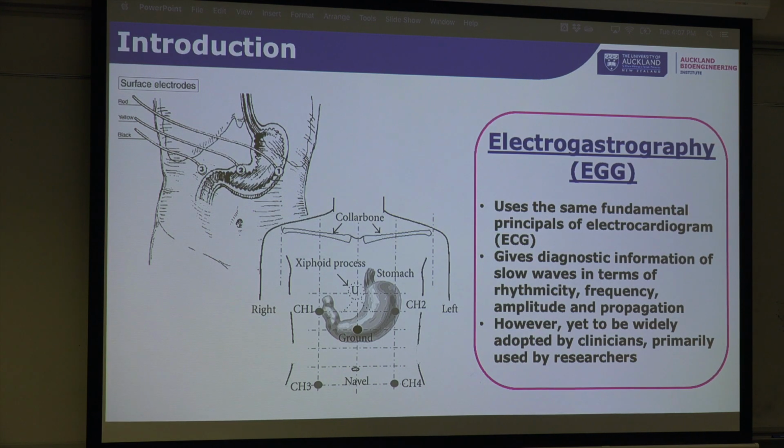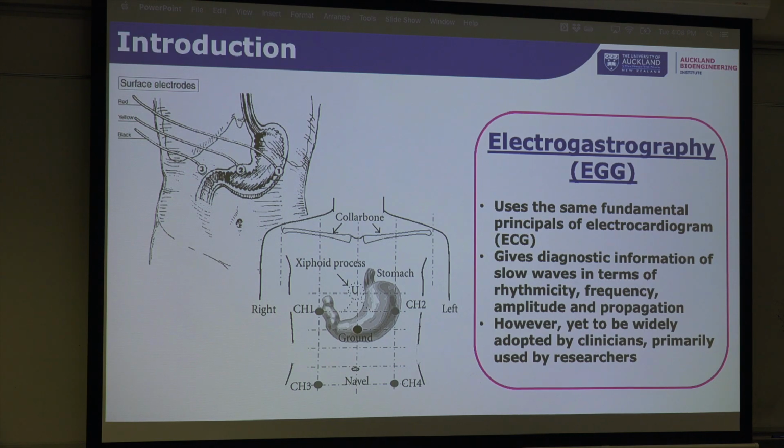Most people will not have heard of electrogastrography, EGG, but you will have heard of the electrocardiogram, ECG, or the EEG for the brain. The EGG uses the same fundamental principles as the ECG, whereby we gain an understanding of the electrical propagation of the stomach by placing electrodes on the body's surface. This gives us information about the slow waves in terms of rhythmicity, frequency, amplitude, and propagation.